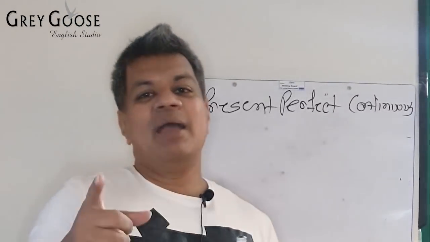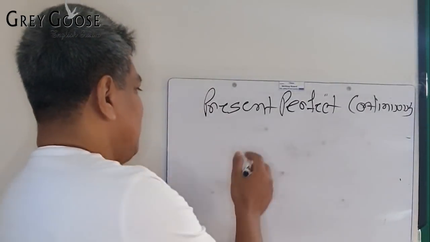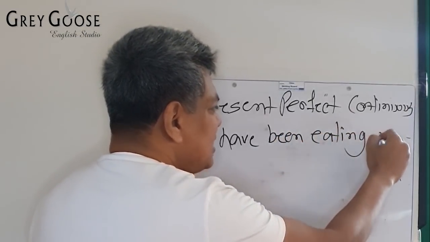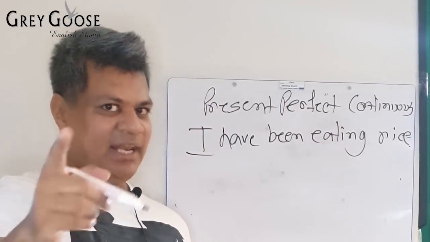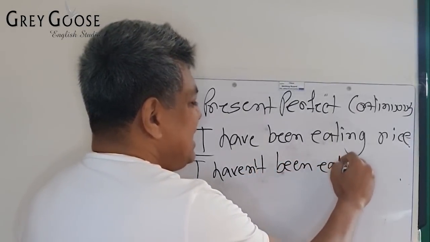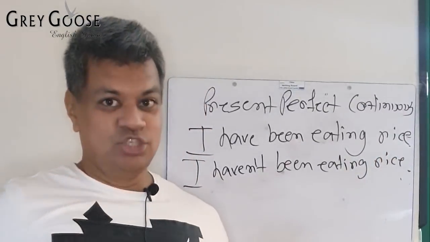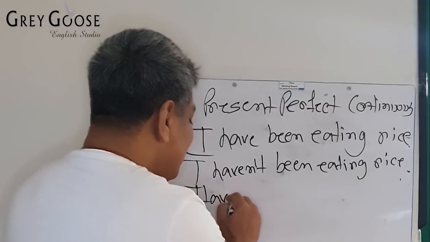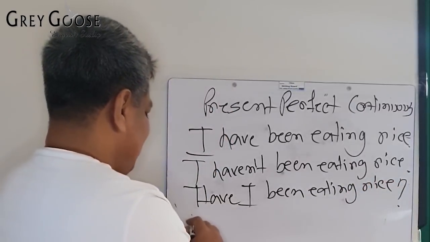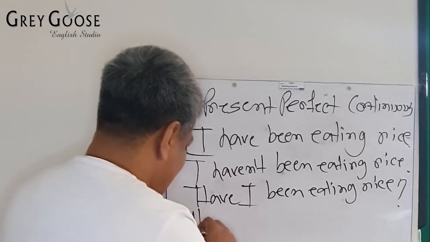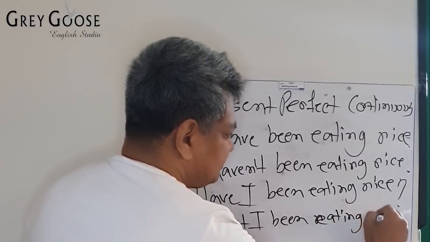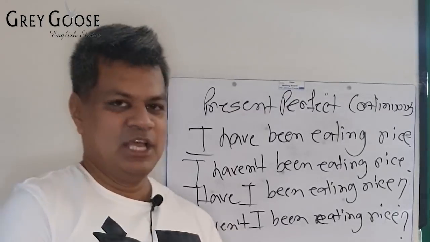I would still stick to I eat rice. So that's going to be I have been eating rice. Negative. I haven't been eating rice. As usual. Interrogative. Have I been eating rice? Finally, negative interrogative. Haven't I been eating rice? Now see, let's revise very fast.